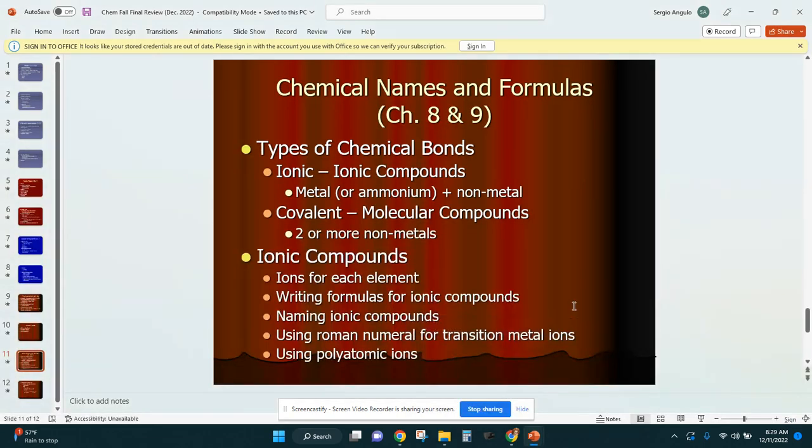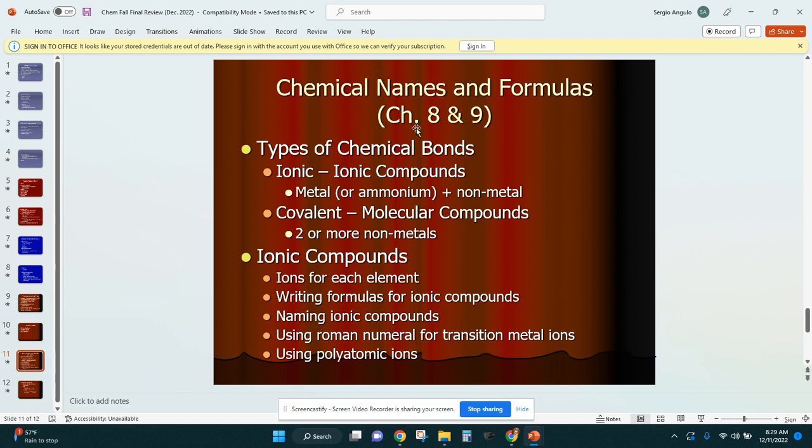Okay, so the final part of the first semester is chapters 8 and 9. These are chapters that you have not been tested on yet, so they're going to have the most questions on the final exam. There are 14 questions out of 40 on this section right here, and they're mostly on chemical names and formulas. So this is where we learn how to write the chemical names and write out the chemical formulas.